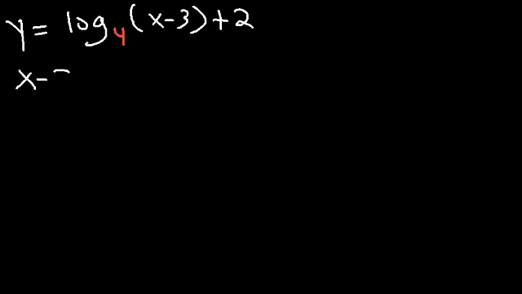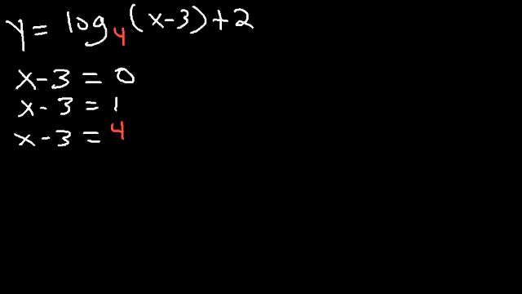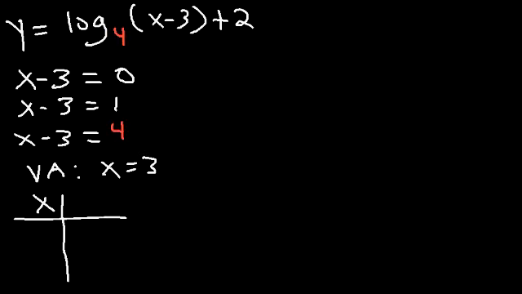So let's set the inside part equal to 3 things: 0, 1, and whatever the base is. In this case, the base is 4. So the vertical asymptote is x equals 3. And the 2 points that we need to plug in, if we solve for x from this equation, is going to be 1 plus 3, which is 4. And using this equation, it's going to be 4 plus 3, which is 7.